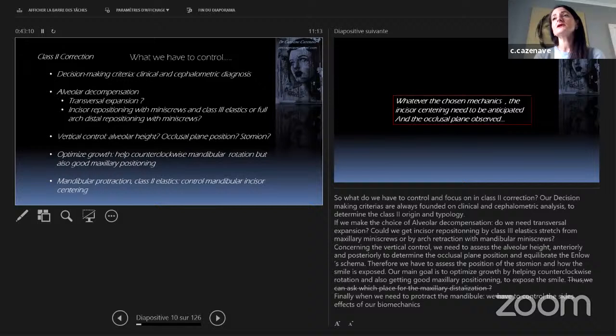Concerning the vertical control, we need to assess the alveolar height anteriorly and posteriorly to determine the occlusal plane orientation and equilibrate the end-load schema. Therefore, we have to assess the position of the stomion and how the smile is exposed. Our main goal is to optimize growth by helping counterclockwise rotation and also getting good maxillary positioning to expose the smile. Finally, we need to protract the mandible, and in this case, we have to control the side effects of our biomechanics.